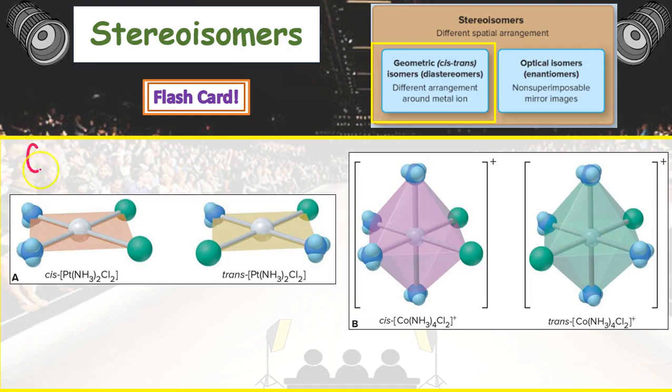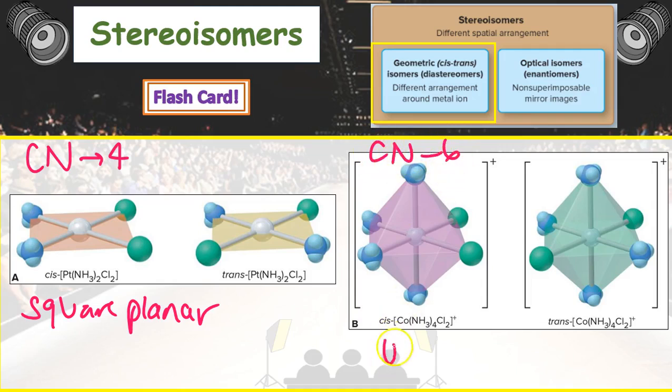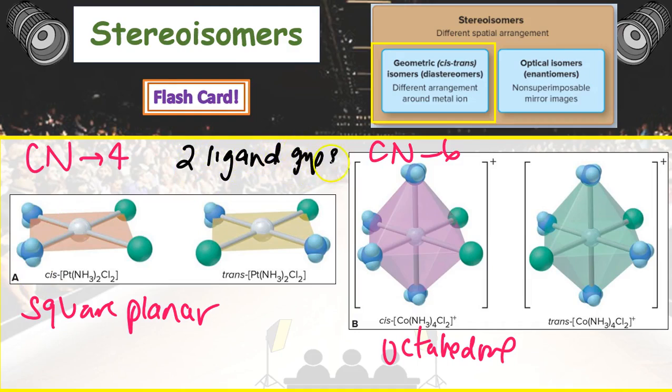First is going to be coordination number. So we're dealing with mainly coordination numbers of 4, which we see here, and it's always going to be that square planar geometry, or coordination numbers of 6, which is going to give us that octahedral geometry. Also, we must be dealing with ligand groups that are identical. So we have to have at least 2, mainly it's just going to be 2, ligand groups that are identical.